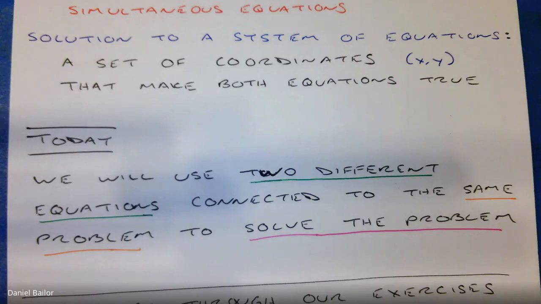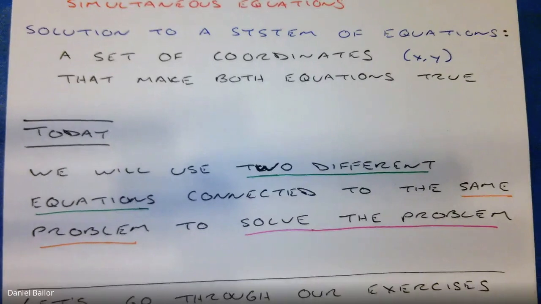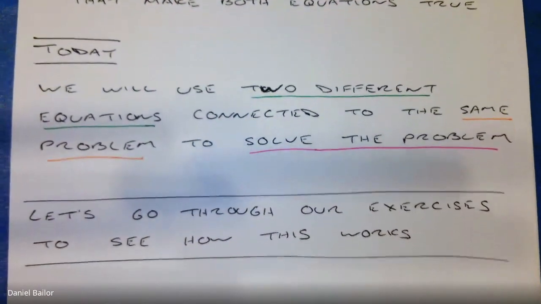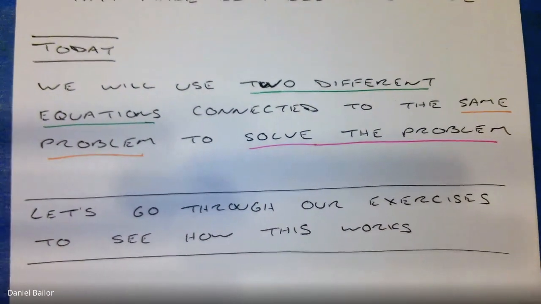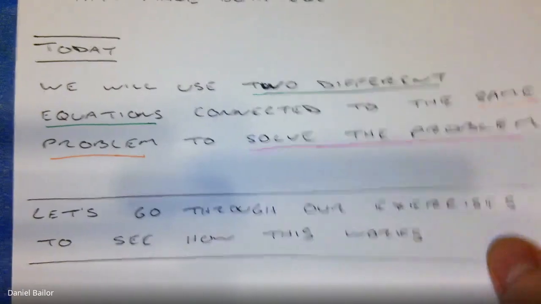So to do this, I don't really have examples for you. We're going to actually use the exercises. So let's go through the exercises to see how this system of equation thing works. Let's start with the exercise on page 295 and see how this works. So I'm going to go straight to page 295 and exercise 1.